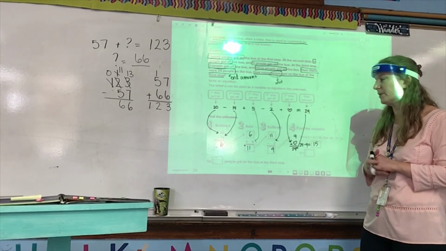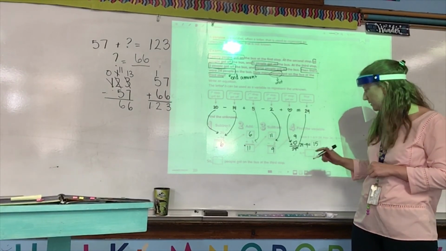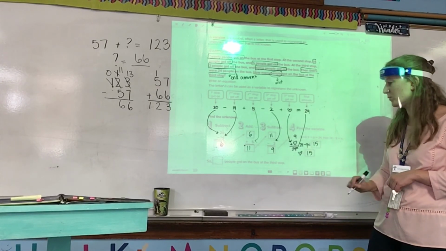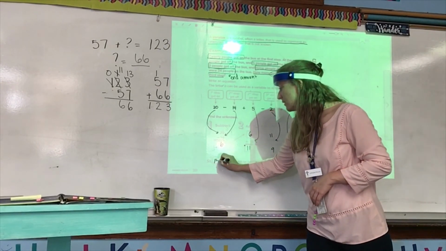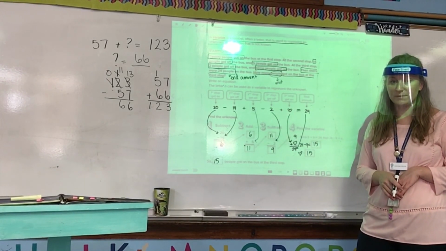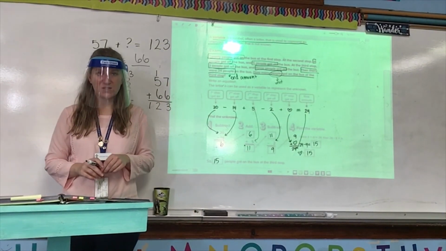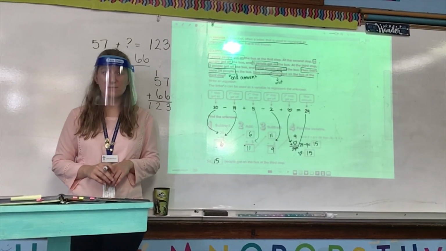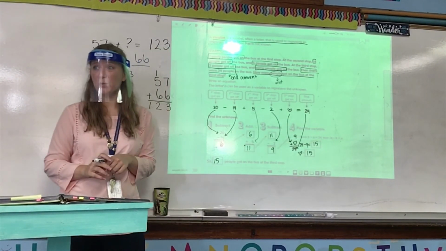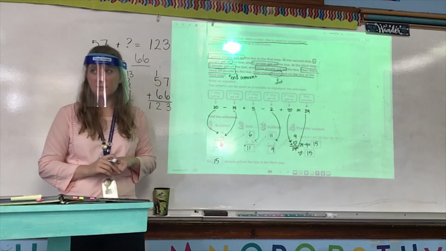So how many people got on at the third stop? Victoria? 15. Heart equals 15. So 15 people got on the bus at the third stop. Does everybody understand? Sometimes the unknown is the answer, like in example 1. Sometimes the unknown is part of the problem, like in example 2.